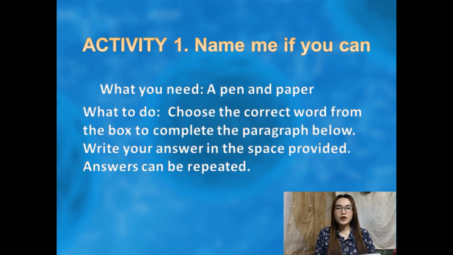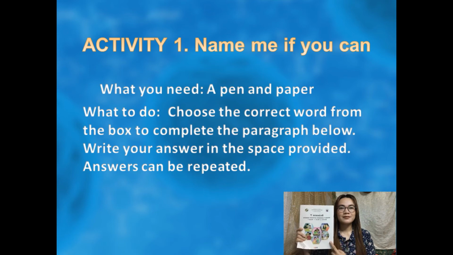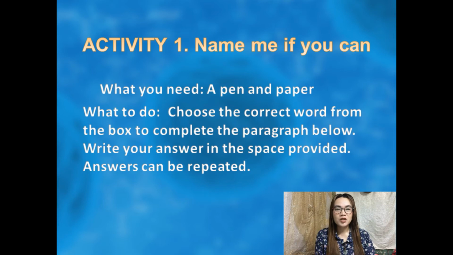For our first activity, entitled Name Me If You Can, what you need is a pen and your activity sheet. Kindly get this one. What you're going to do is choose the correct word from the box to complete the paragraph below. Write your answer in the space provided or in the activity sheets given to you. Answers can be repeated. Do it in 5 minutes. Your timer starts now.